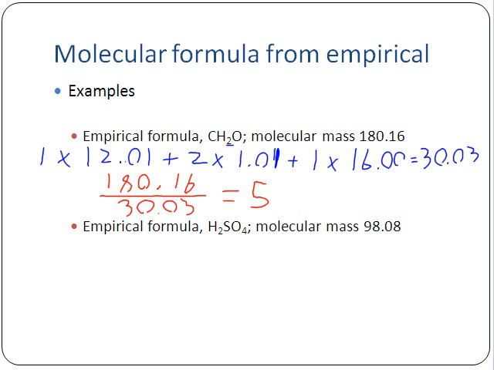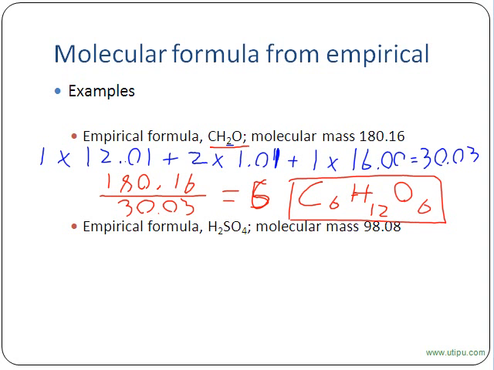Actually, it's late here. 6 is what we get. 180 divided by 30 is 6, not 5. I really do need to use a calculator, not do it in my head. So I get 6 for this one. As a result, since my empirical formula is CH2O, my molecular formula is going to be C6H12, because 2 times 6 is 12, O6. And so that is my final molecular formula.